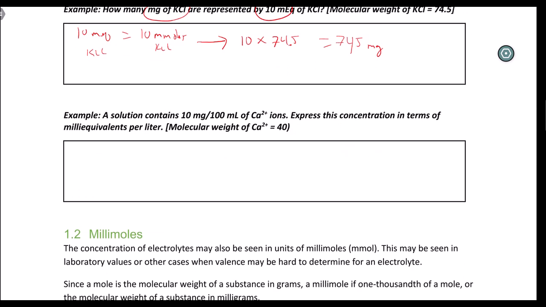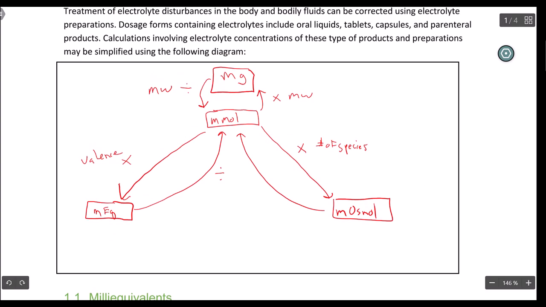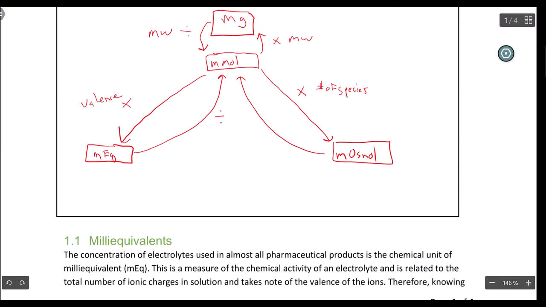Another question. A solution contains 10 milligrams per 100 mLs of calcium ions. Express this concentration in terms of milliequivalents per liter. So milliequivalents per liter. Let's take the milligrams here and convert it to what we need, which is milliequivalents. So let's convert this to MEQs. How do I convert this to MEQs? Well, let's work in the reverse direction of what we did. We go from 10 milligrams down to milliequivalents. So we need to first divide by molecular weight.